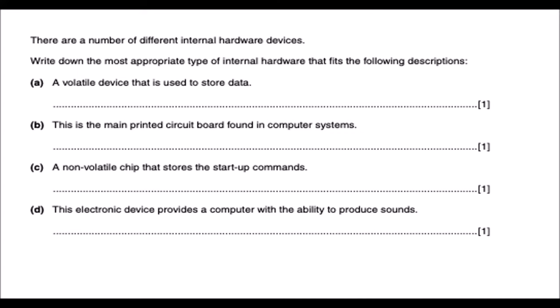Immediately you hear the word volatile, you should have known the answer, by the way. That is RAM, random access memory. Why is it volatile? Because if you shut down your computer, all the data stored in the RAM will be deleted. Just as simple as that.